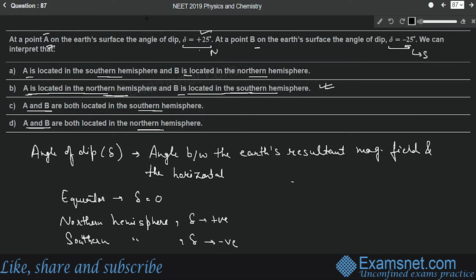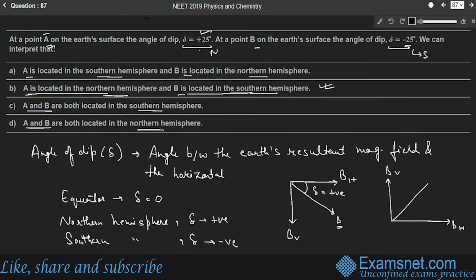Let's see the representation of this. In the first case, this is the horizontal component, this is the vertical magnetic field, and this is the resultant. So the resultant makes an angle with the horizontal. This angle is the angle of dip and this is the representation of positive angle of dip. Similarly, the negative angle of dip can be represented like this. This is horizontal, this is vertical magnetic field, and this is the resultant. And the angle with the horizontal is angle of dip and this is negative. So I hope you understood this.